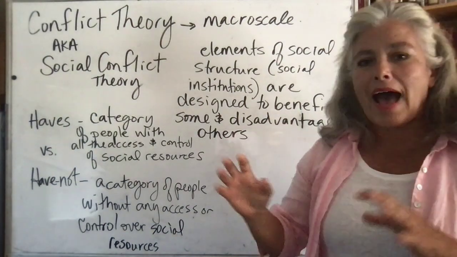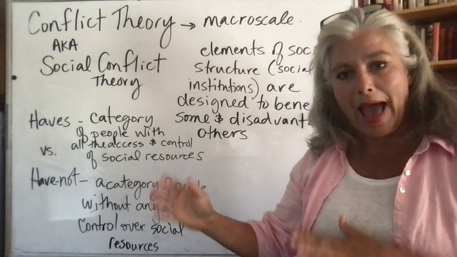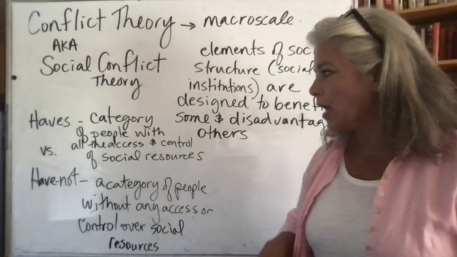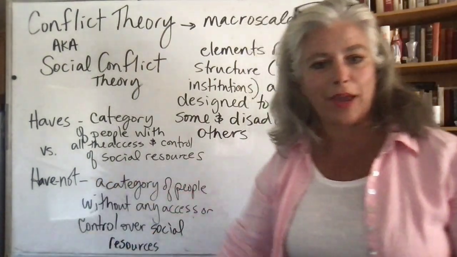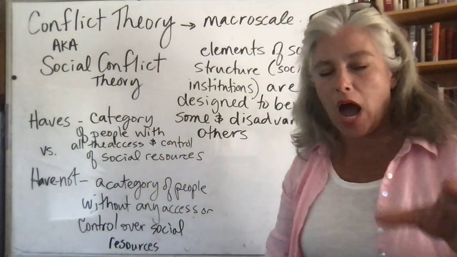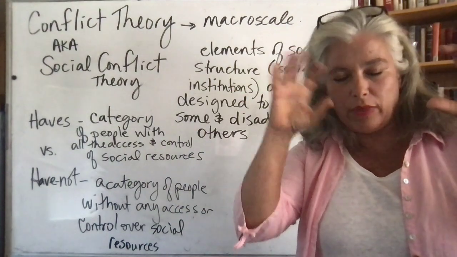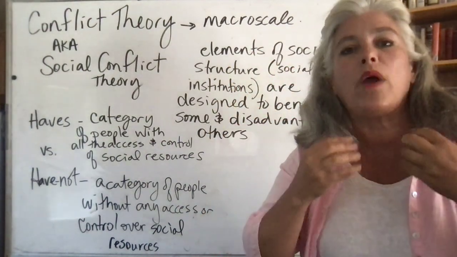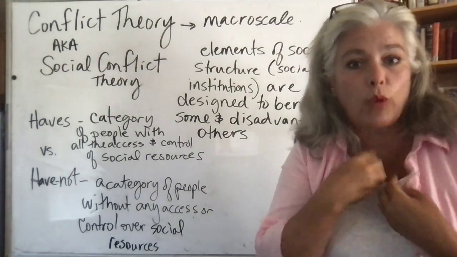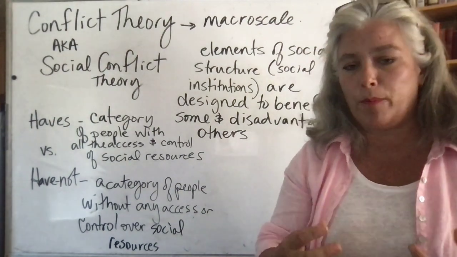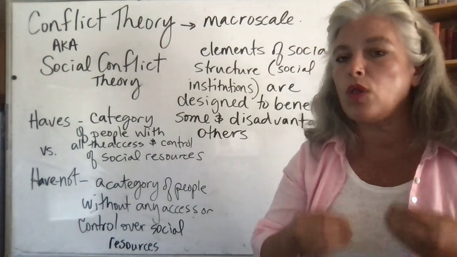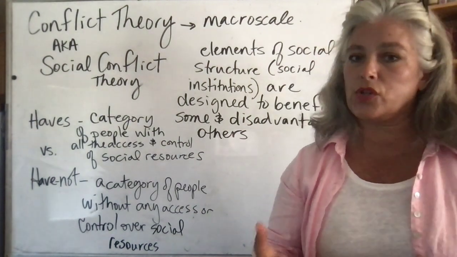And so we have these terms called haves versus have-nots, okay? I forgot to put the S on the not right there, but haves versus have-nots. Haves, with an S on it, is referring to a collection of people within a society, our society, who have access to and control over the social resources that are available.